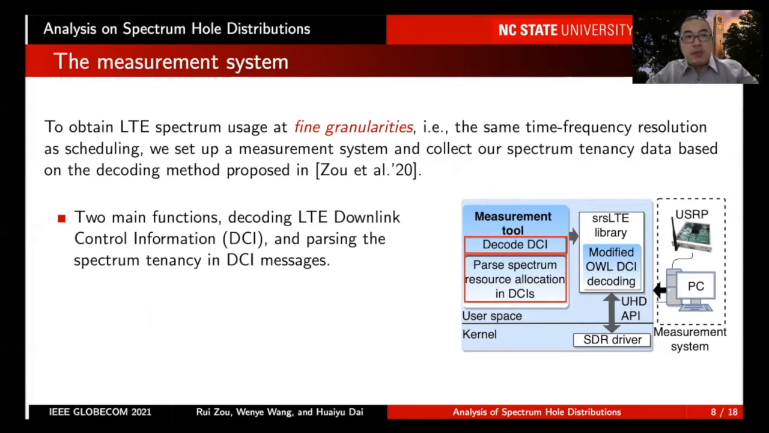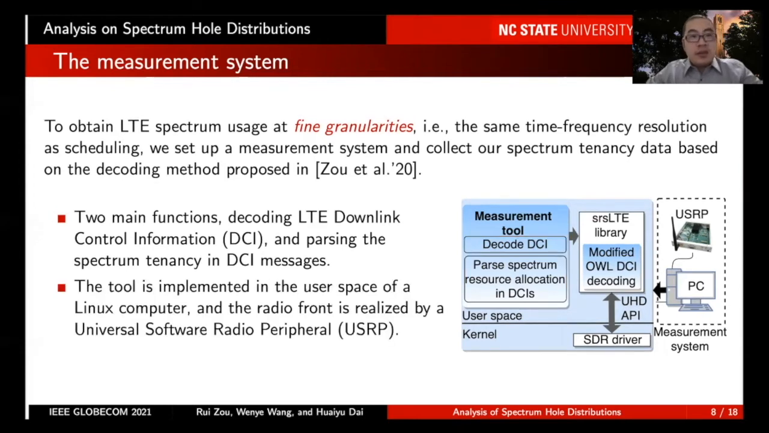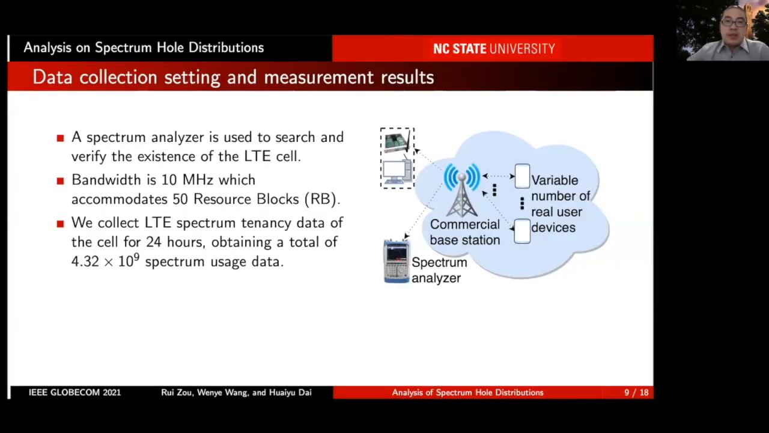It is able to decode and parse the LTE downlink control information, where the assignments of spectrum resources for all users in the cell are announced. The measurement tool is a software implemented in the user space of a Linux desktop, and a universal software radio peripheral works as the radio front end. We gather spectrum tenancy data of a commercial LTE cell near our lab.